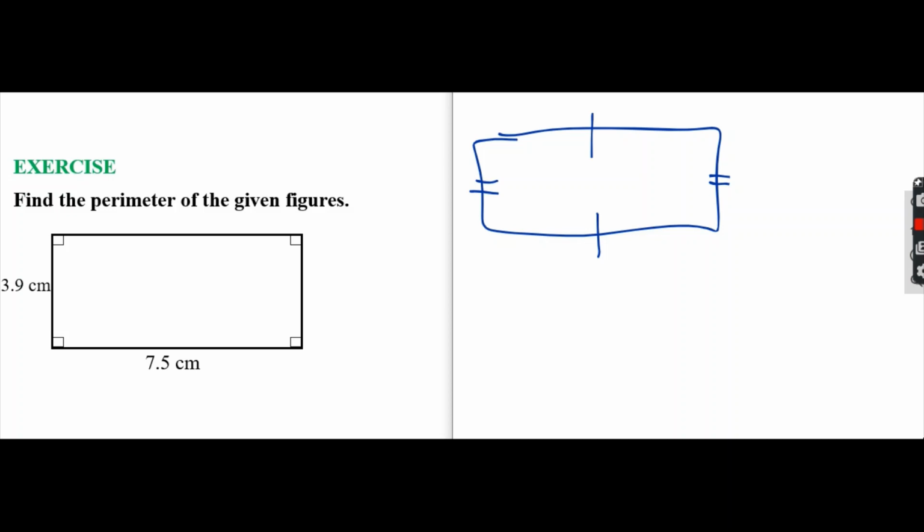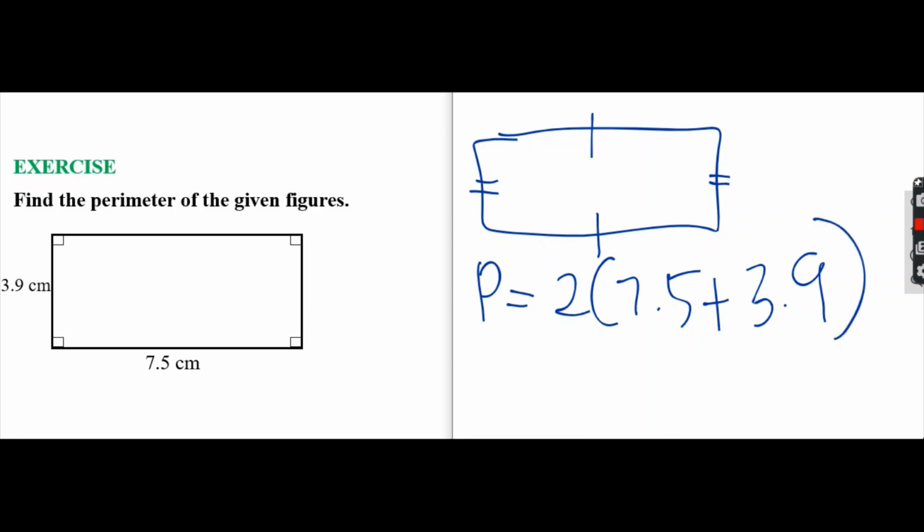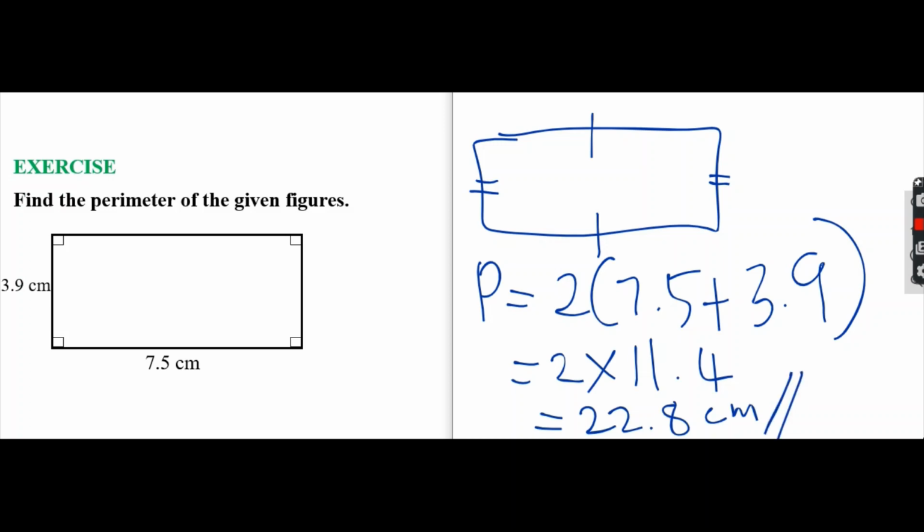How we calculate this is, as we discussed earlier, perimeter is equal to 2 times 7.5 plus 3.9. So 7.5 plus 3.9 would be 11.4. Then we can say 2 into 11.4, and this is equal to 22.8 centimeters.